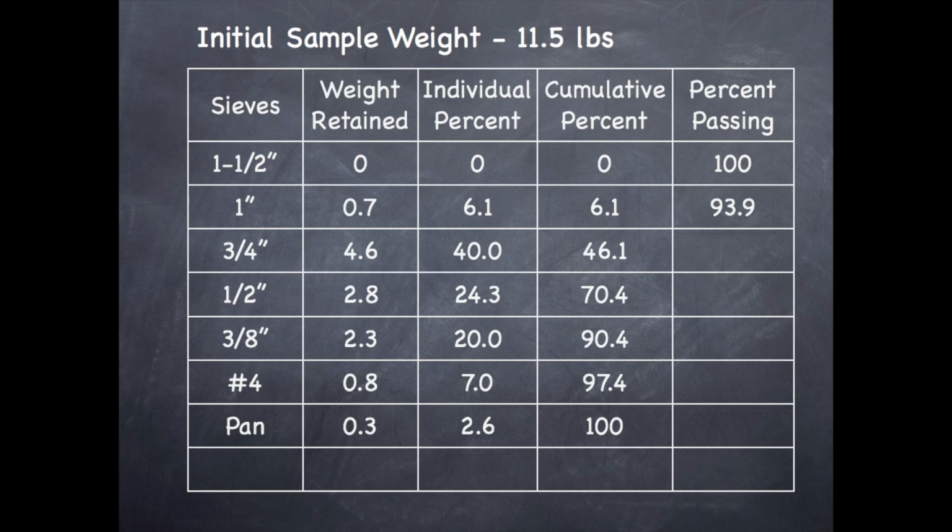On the 3/4-inch sieve, we have 46.1% cumulatively retained. Therefore, 53.9% must have passed that sieve. And we're going to go ahead and fill in the rest of these values below.